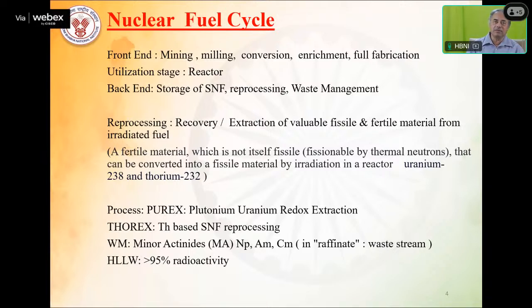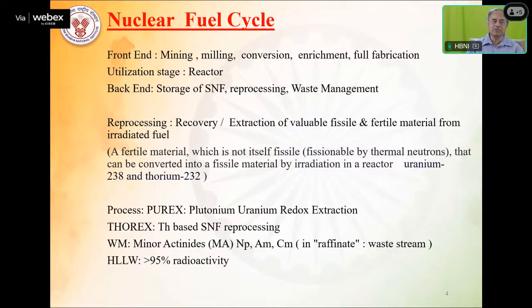So fertile material is the material which is not fissionable, but that can be converted into fissile material by irradiation in reactor, like uranium-238 gets converted into plutonium-239, or thorium-232 that gets converted into uranium-233, which are both fissile material.